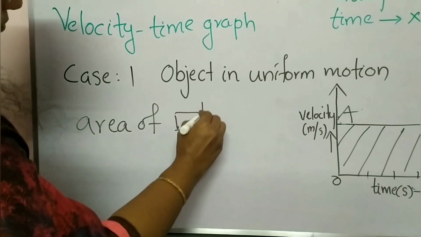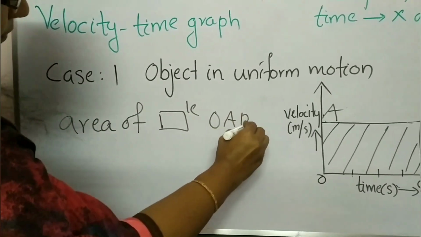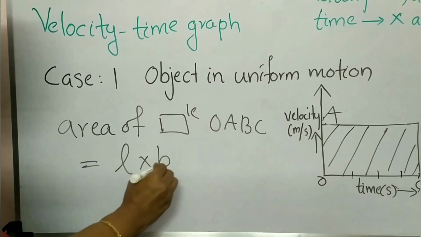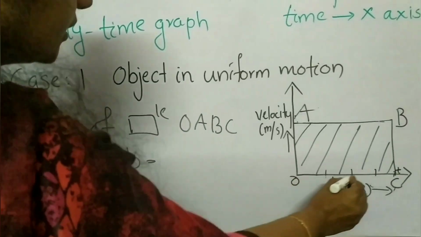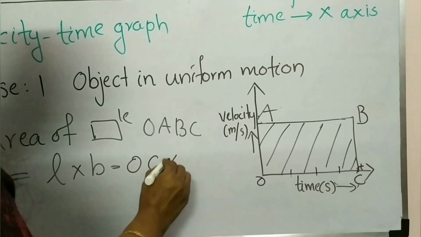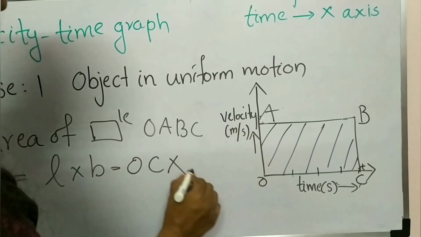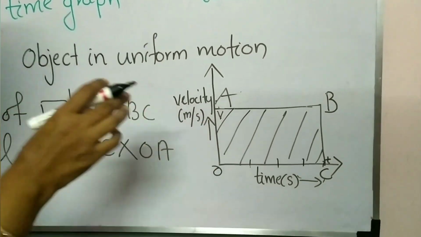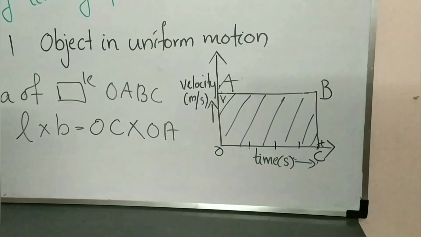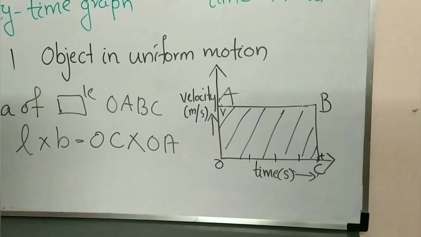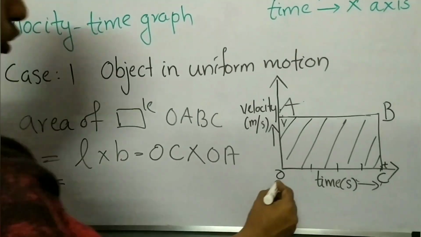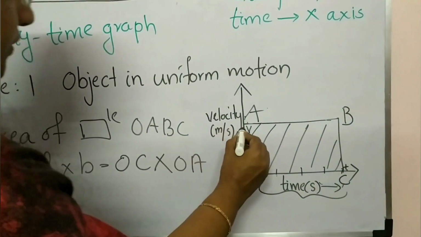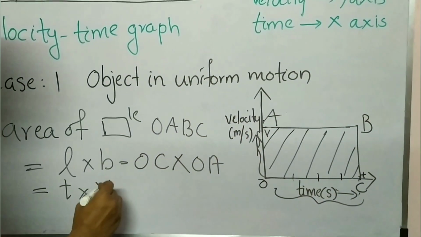rectangle OABC. You know area of a rectangle means length into breadth. From this graph you can take this length as OC and that breadth as OA. Here I am going to take this as V. That means here the object is moving with velocity V meter per second. So here you can write OC, that is T, time taken, into the velocity OA, that is V.